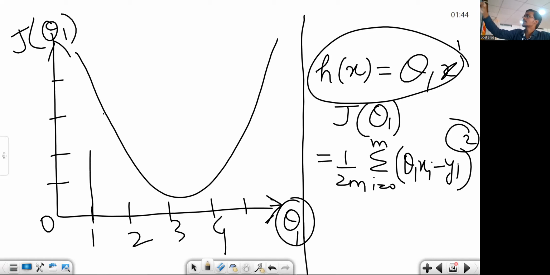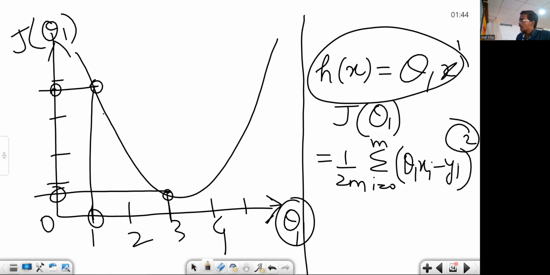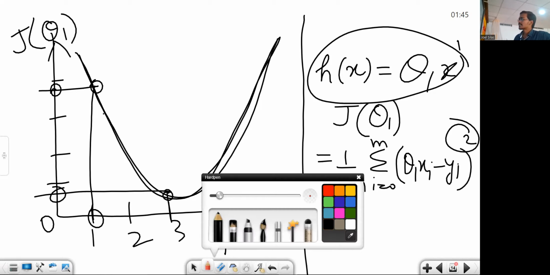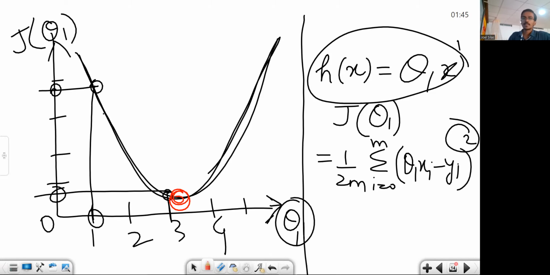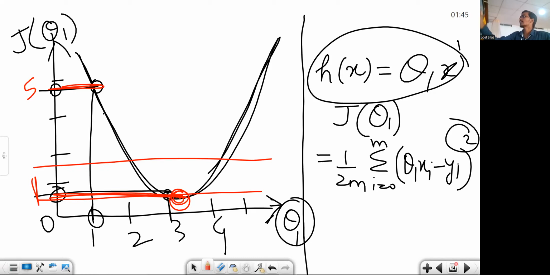So for this particular value of theta 1, cost function is this. For this particular value of theta 1, cost function will be this. Now, in this entire graph that we have plotted, we can see that this is our optimal value. Why? Because at this point, what is the cost function? It is minimum. At this point, the cost function is, suppose, 5. At this point, the cost function is, suppose, 1. So if we draw lines like this, we see that this is our minimum value of cost function.